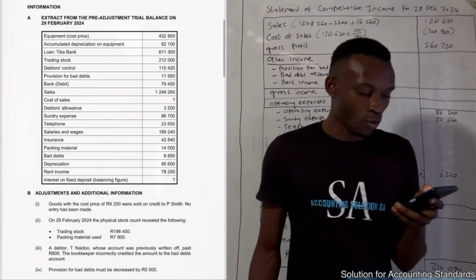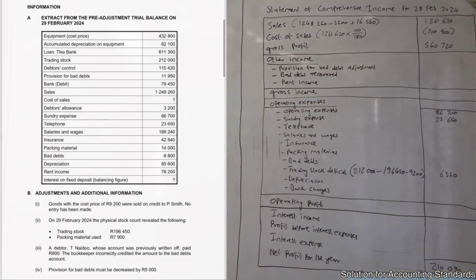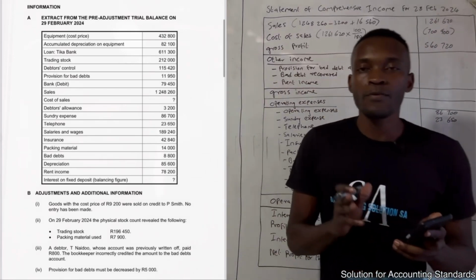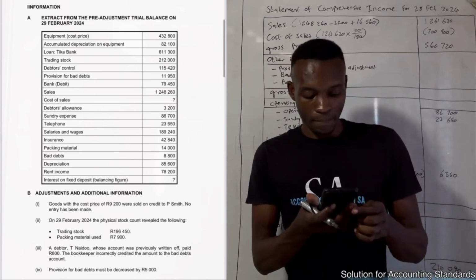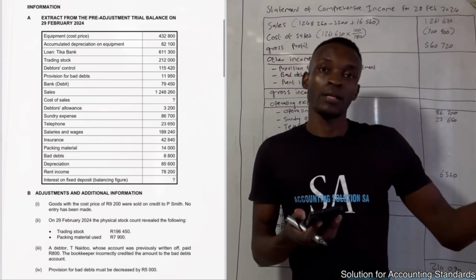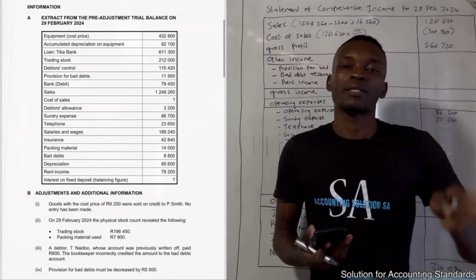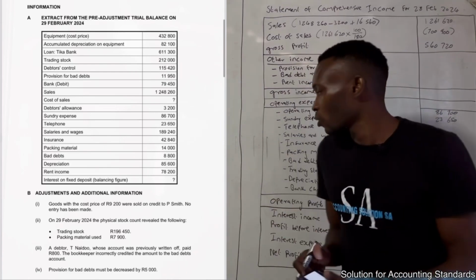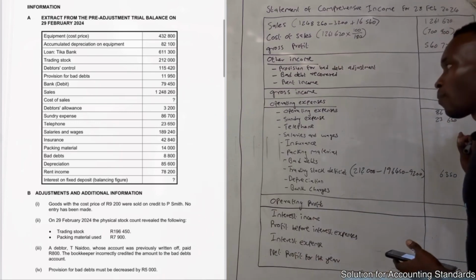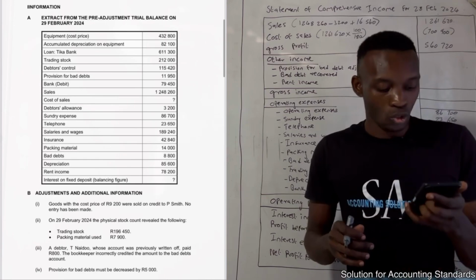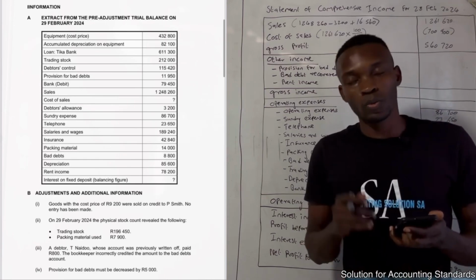Okay. And now, again, remember we are also given packing material used of 7,900. So what do we do with this 7,900? Remember, if you are given packing material at the beginning and purchase and on hand, you just say opening plus purchase minus closing, then you're going to get the one that you record under operating expenses.